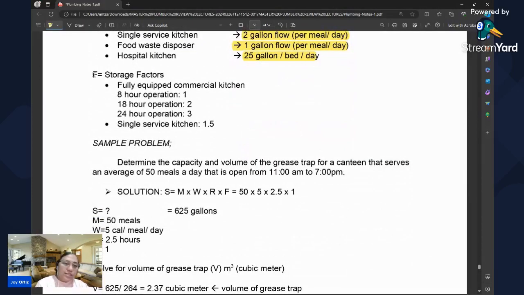So R is the storage factor. Fully equipped commercial kitchens, 8-hour operations, 1. Pag 18-hour operations, 2. Pag 24-hour operations, that is 3. And single service kitchens is 1.5.